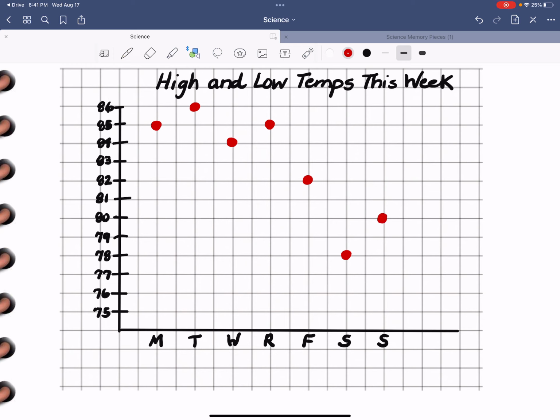And then we just need to connect the dots. I would use a straight edge because that's the correct thing to do. You want these to be very straight. So this was a variable temperature. It wasn't constant. Constant would be just a straight line. But this one rose and fell throughout the week for the high temperature.